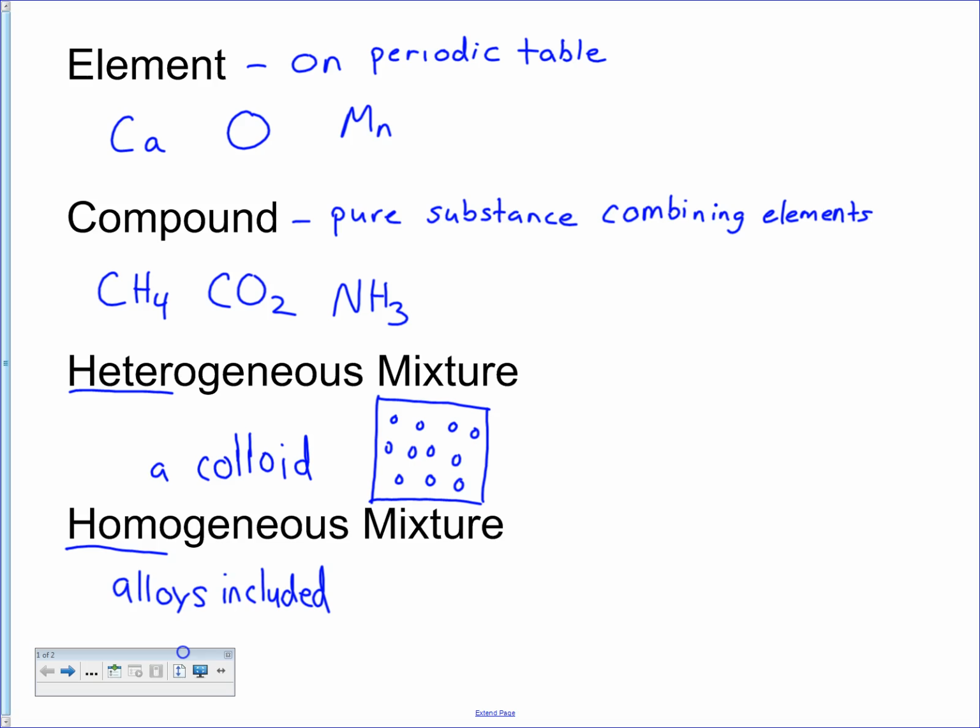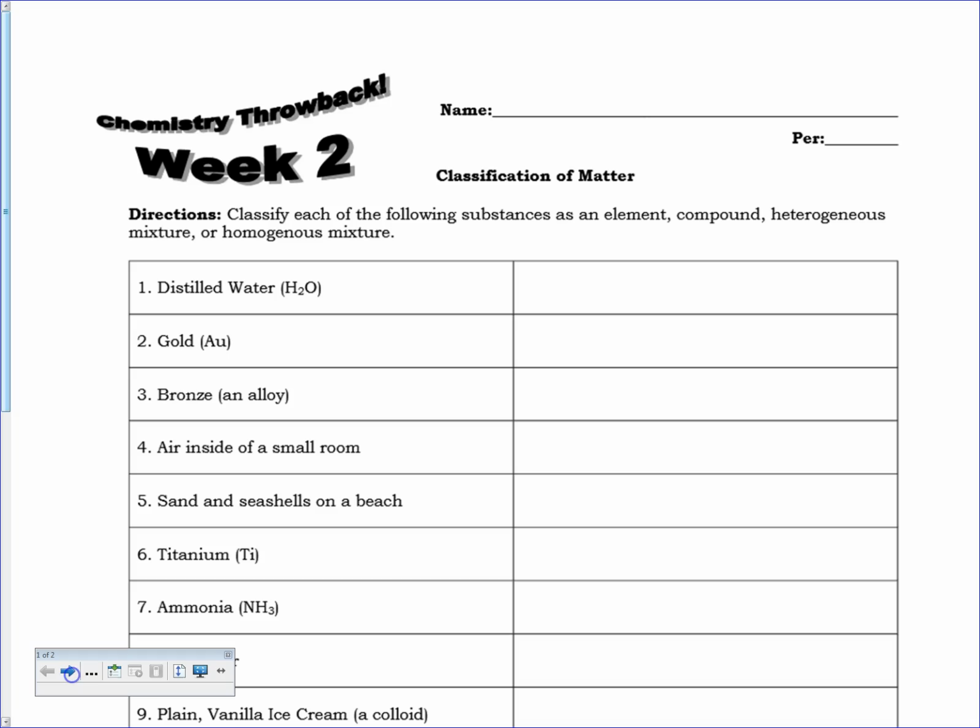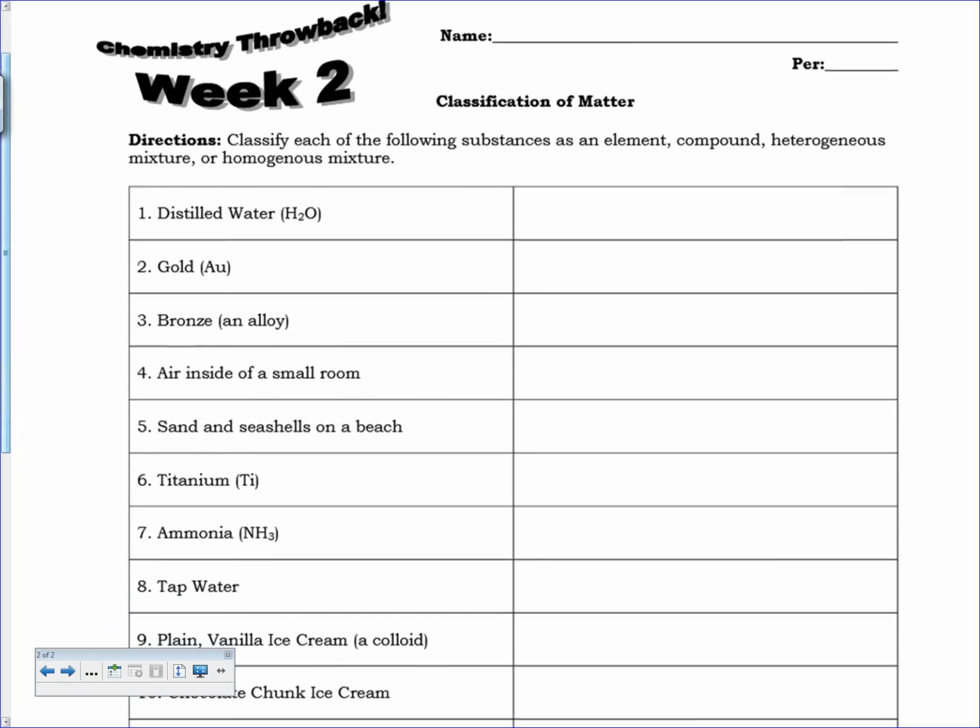Alloys are homogeneous mixtures. So going through and looking at this list, distilled water, this is pure water. It gives us a formula, H2O, there. So if we have a formula, we know that it's probably a compound. This next one says gold, and then it gives us here Au as the symbol. That's just one capital letter, and you can find it on the periodic table. That means it's an element.